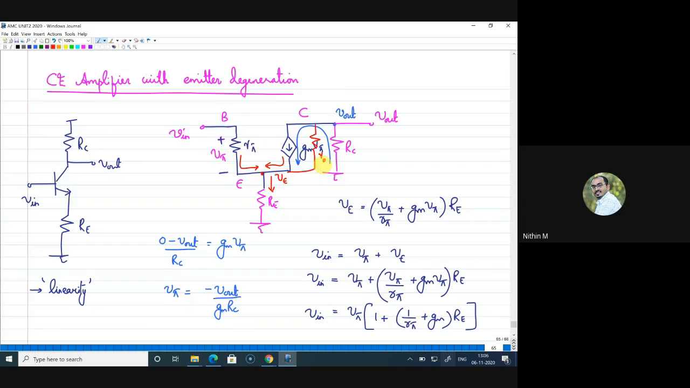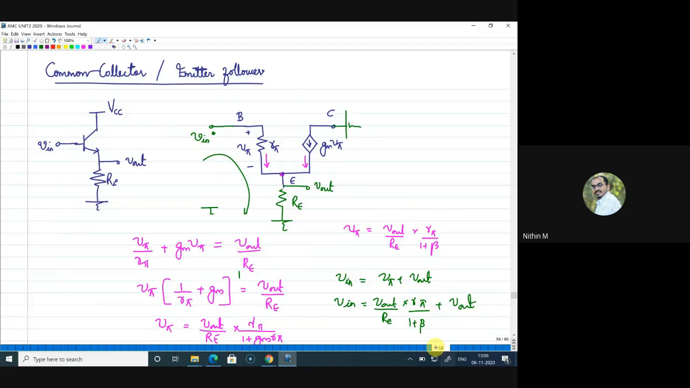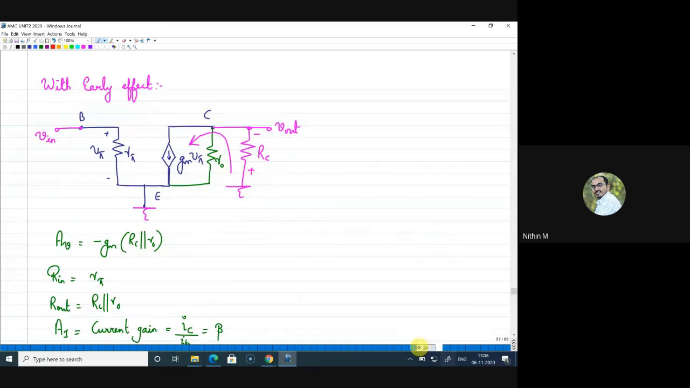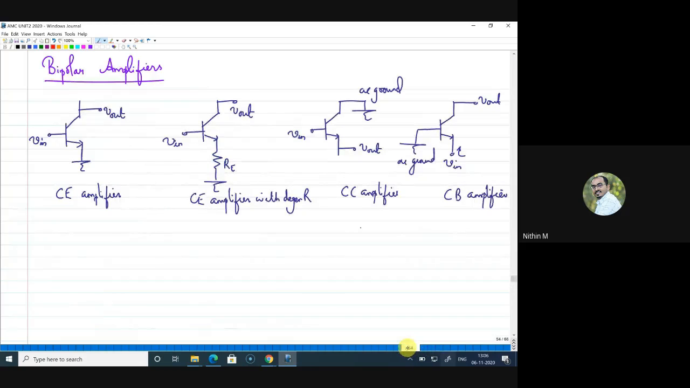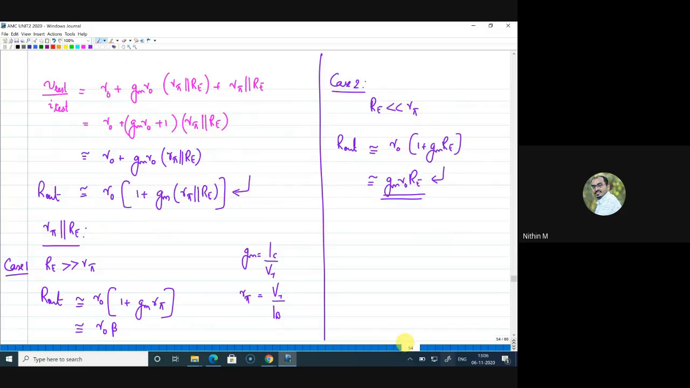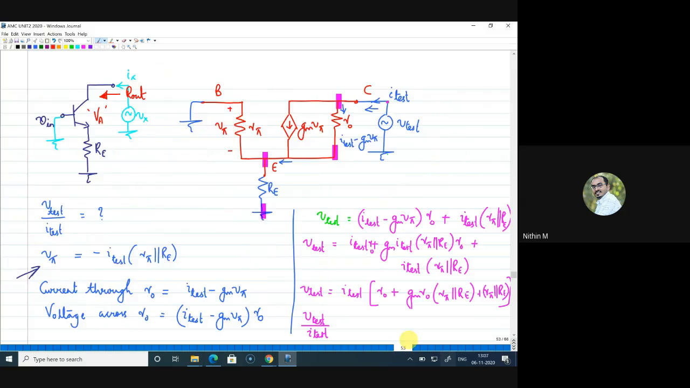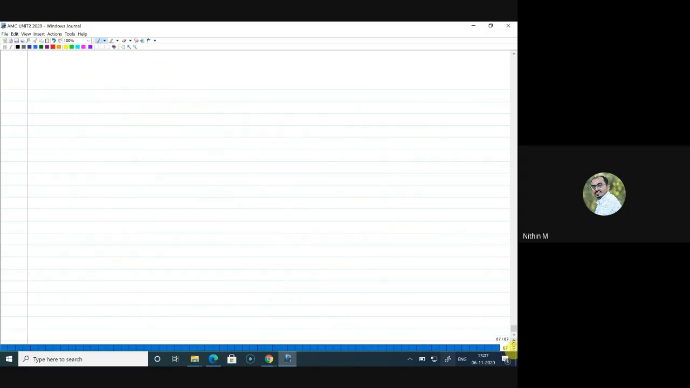Now for the output resistance, we already calculated it. If you look back at the circuit where we did the output resistance calculation, somewhere here, yeah. So this is the output resistance value: R naught into 1 plus gm into r pi parallel re. This we have done already, including R naught. So let me take out that formula and write it here. The R out value is that.